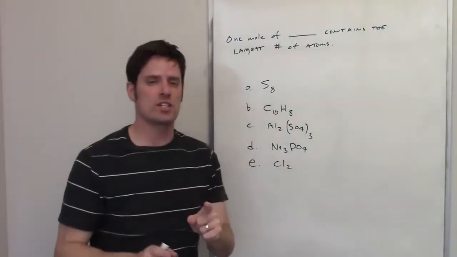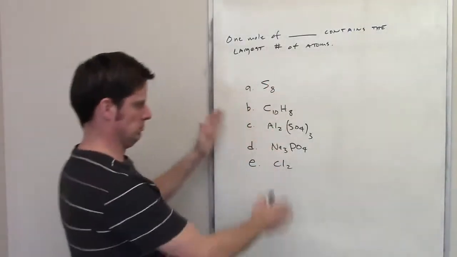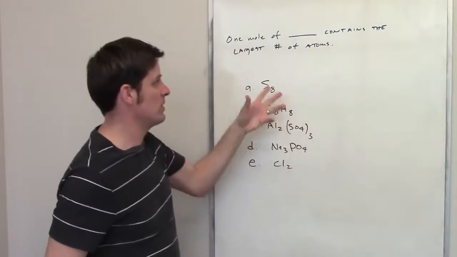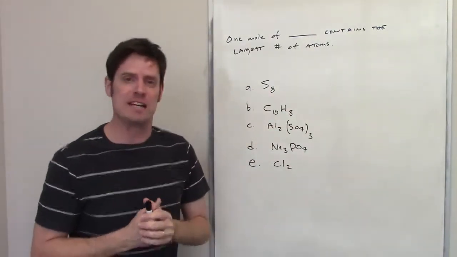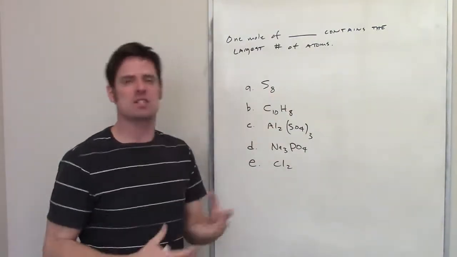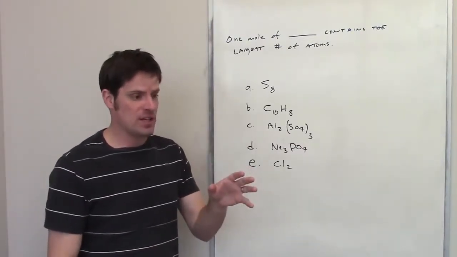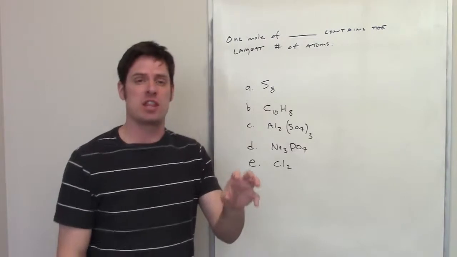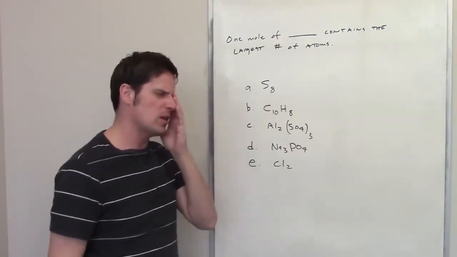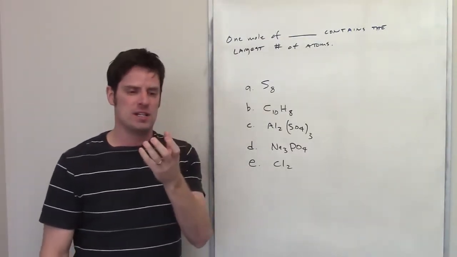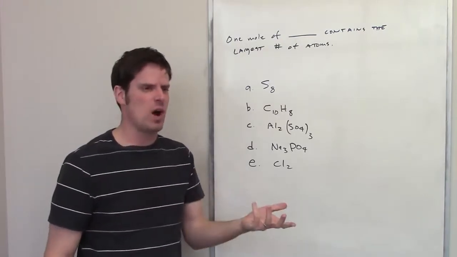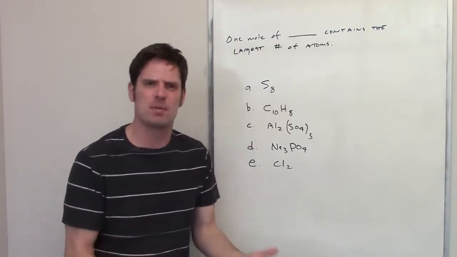This question, of course, says 1 mole of blank, and we're going to choose one of these things to fill in the blank, contains the largest number of atoms. Now, at the outset, this might seem like a confusing question because I've said that 1 mole of something is 6.022 times 10 to the 23rd of that something, and therefore it follows that if I've got a mole of substance X or a mole of substance Y, they should have the exact same number of something.